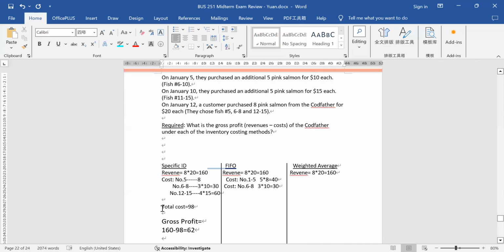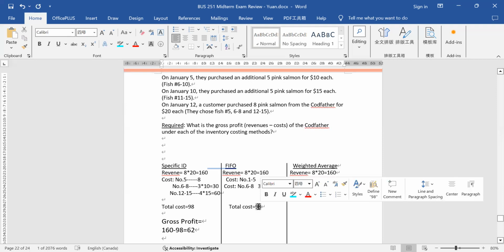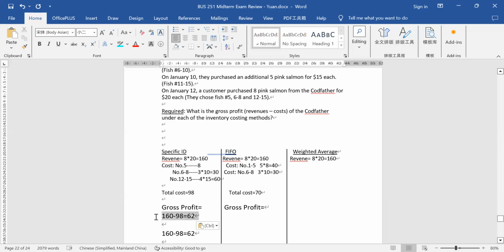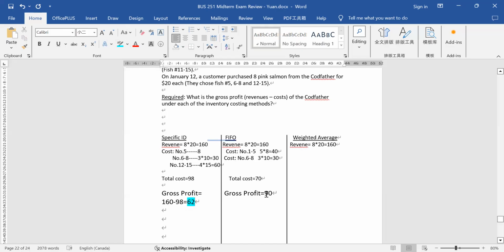So the total cost will be 70. And the gross profit will be different as well. It will be 90, right? Because you use 160 minus the 70, you get 90. So this is the revenue you have, and this is the gross profit you have.